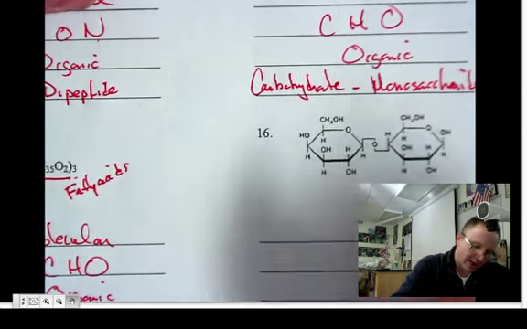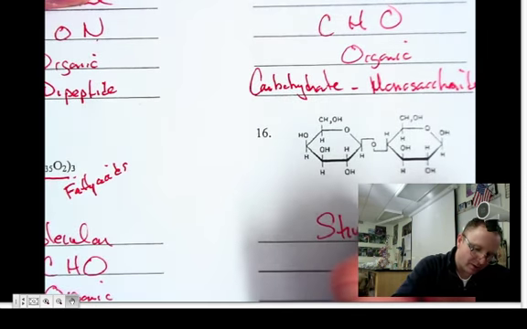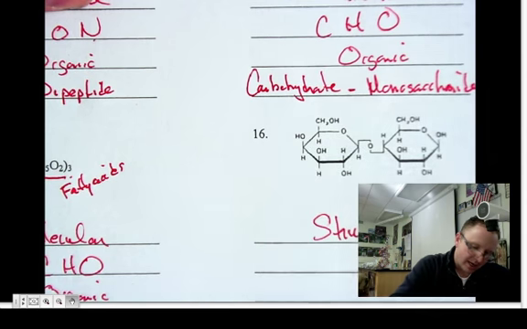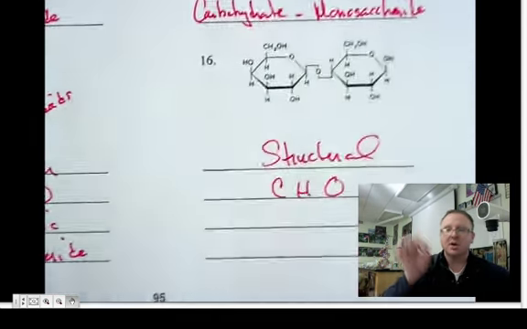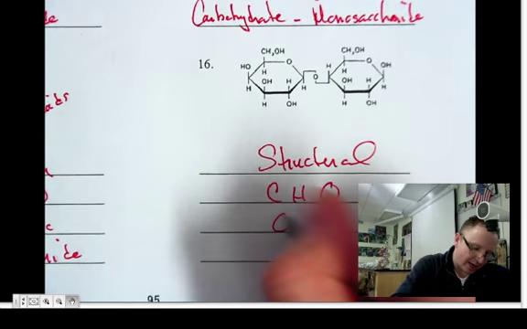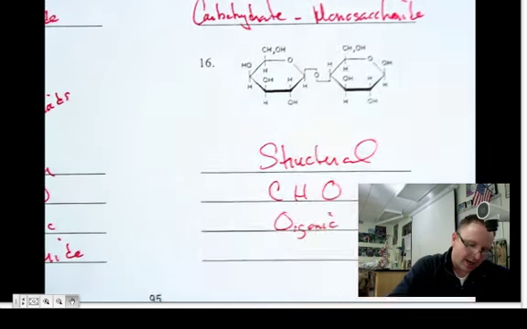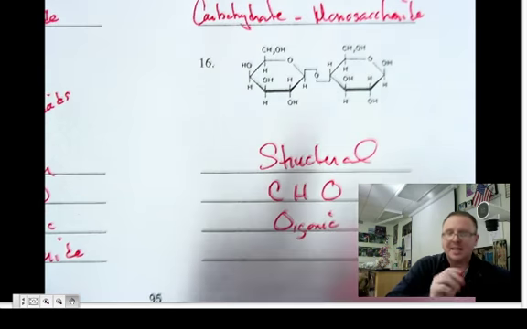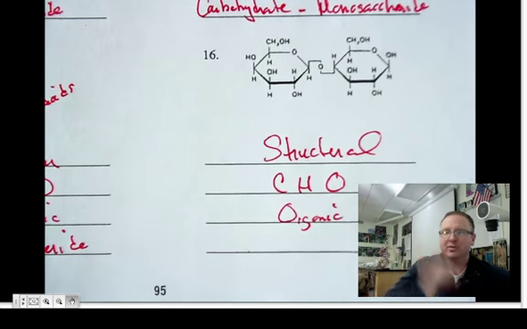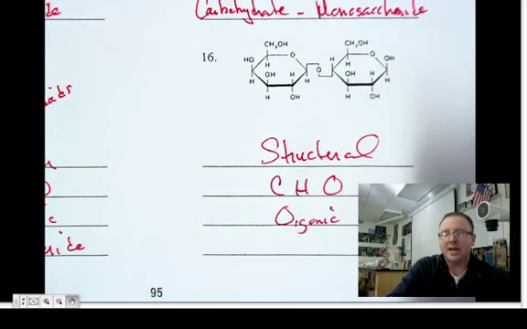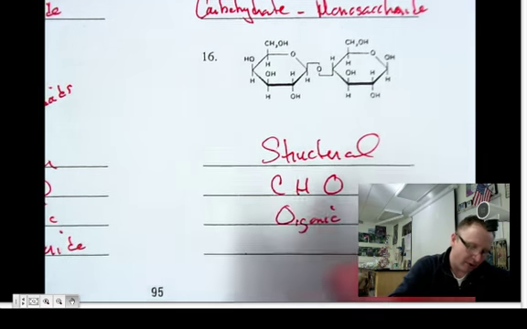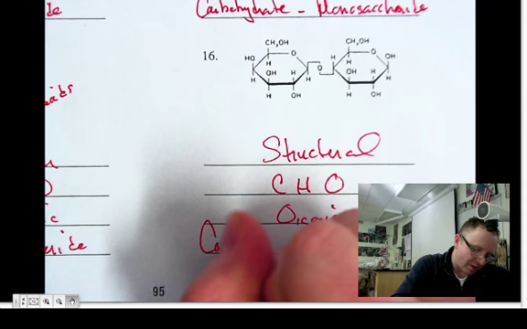And then the final thing we're going to take a look at here, this is a structural formula. It has carbon, hydrogen, and oxygen, which again tells me that I'm looking at either a carbohydrate or a lipid. It's organic. And when I count up the atoms here, it's not exactly 1 to 2 to 1, but it's going to be very close to 1 to 2 to 1. It's going to be that C12H22O11 formula.